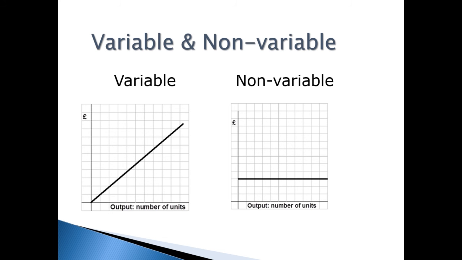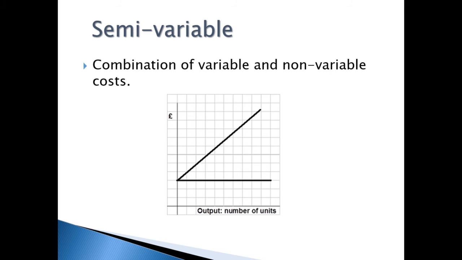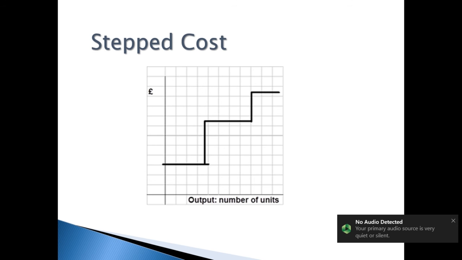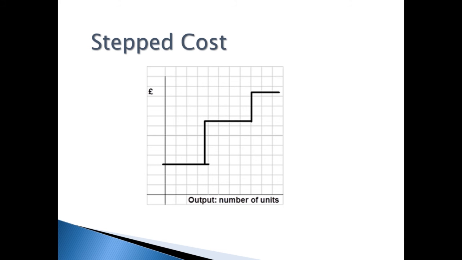So here we can see the variable costs going up as more work is done, and the non-variable costs which stay the same no matter how busy you are. And then here is a semi-variable cost, which is the two combined. For most decisions, this is all we need to know about cost behaviour.